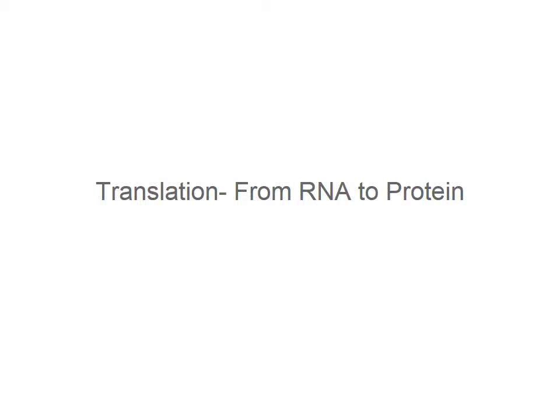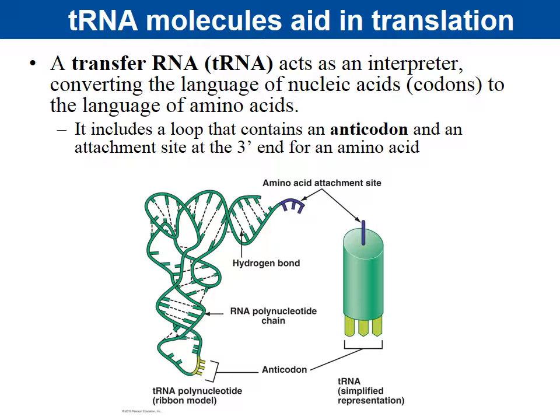And so we're going to talk about how we go from RNA to protein. So, in order to understand translation, we need to talk about another type of RNA. And this type of RNA is called a transfer RNA. And a transfer RNA acts as the interpreter. It's the one that's going to read the mRNA language, it's going to read the codon, and it's going to bring with it the appropriate amino acid.